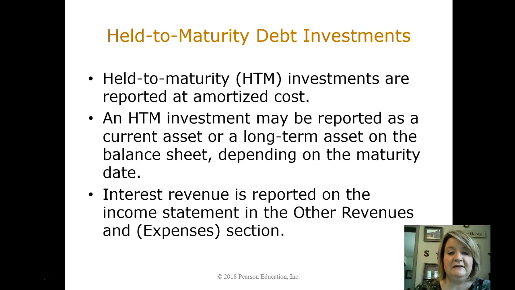Held to maturity debt investments are reported at amortized cost, and they may be reported as a current asset or as a long-term asset on the balance sheet depending on the maturity date. Interest revenue is reported on the income statement in the Other Revenues and Expenses section.